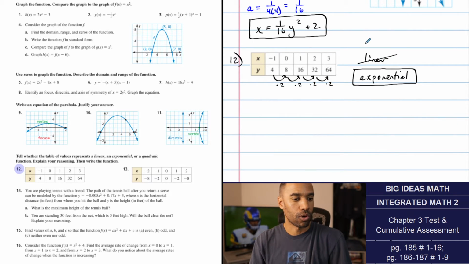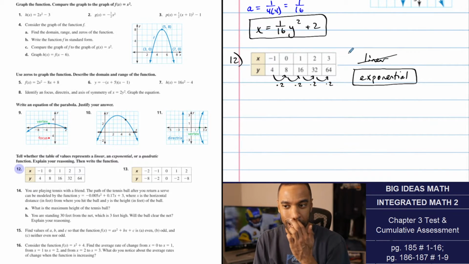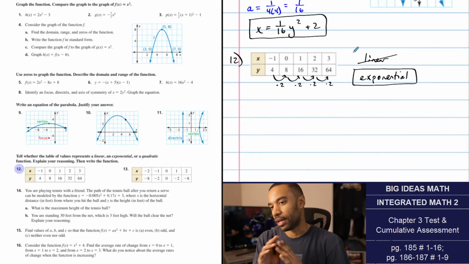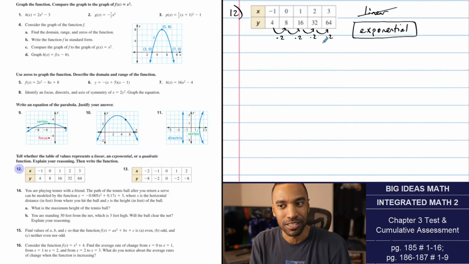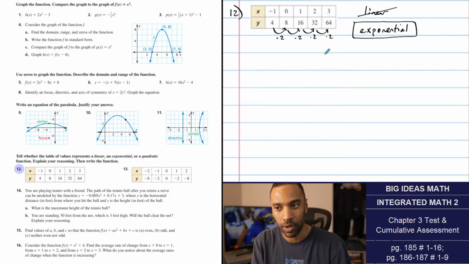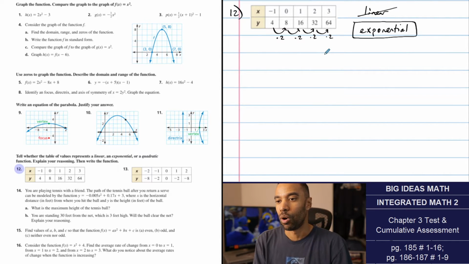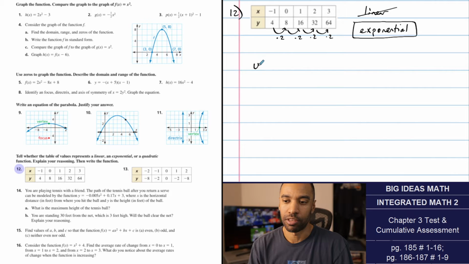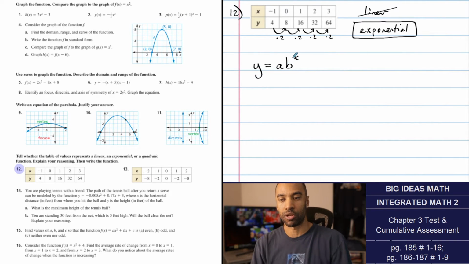We'll talk about quadratic if they get there. It says then write the function. So again, I don't know what the book does here. I haven't yet done the video for you guys, but here's what I do know we can do. We can come up with an equation in the form y equals a times b to the x power. That's what exponential functions look like.